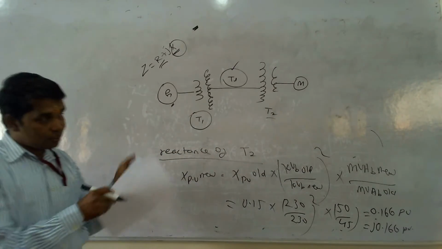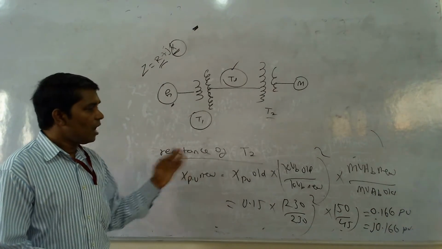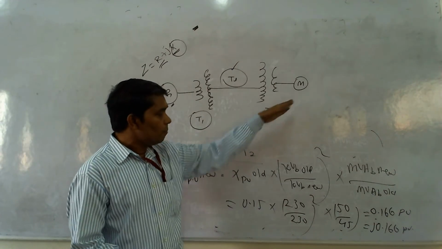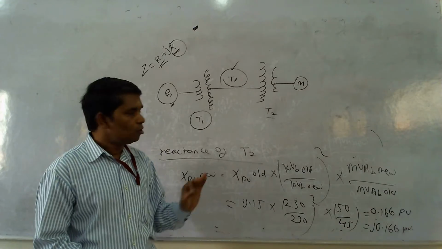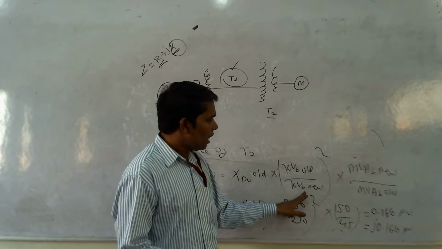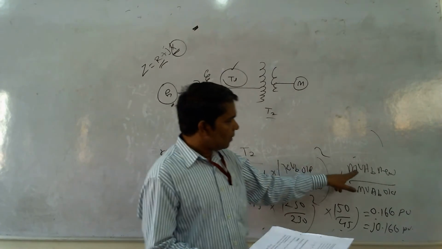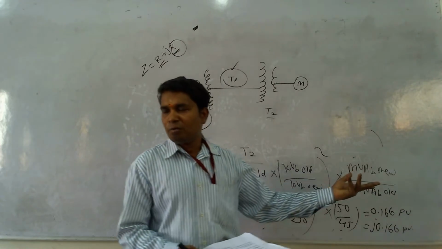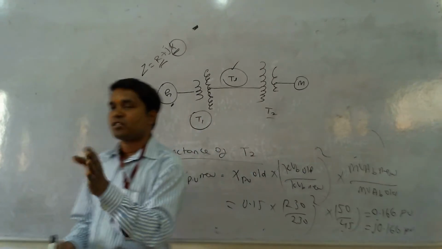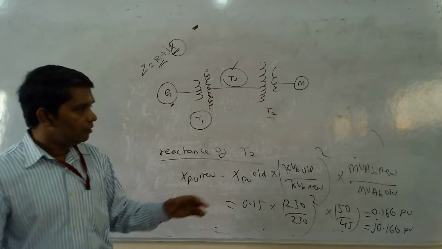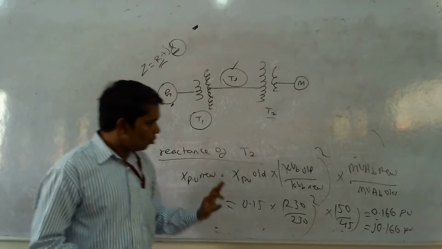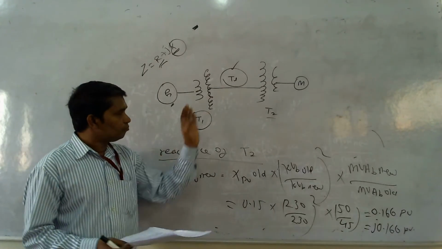So when the section is changing, in that case we have to determine the new kilovolt base value. The megavolt ampere base new is already known, because we are permanently using 50 megavolt ampere for all the sections, right? And the volt value is already given.